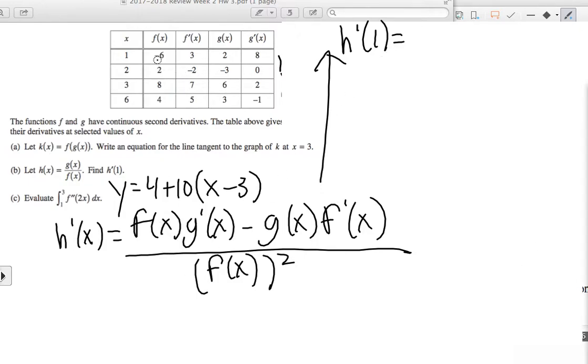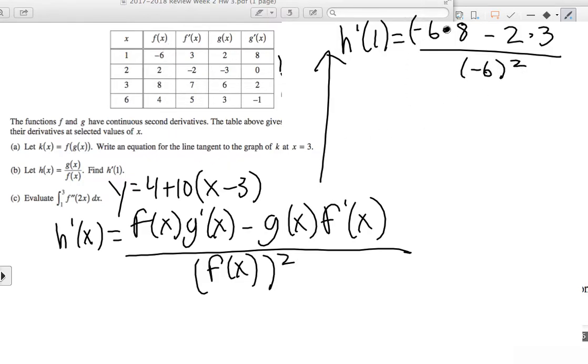Let's see, f of 1, negative 6, times g prime of 1, 8, minus g of 1, 2, times f prime of 1, 3, divided by f of 1 squared, so divided by negative 6 squared. And let's see here, probably some parentheses there. And I think that's probably all we have to have. Negative 48 minus 6 divided by 36. I think that's right, negative 54 over 36.